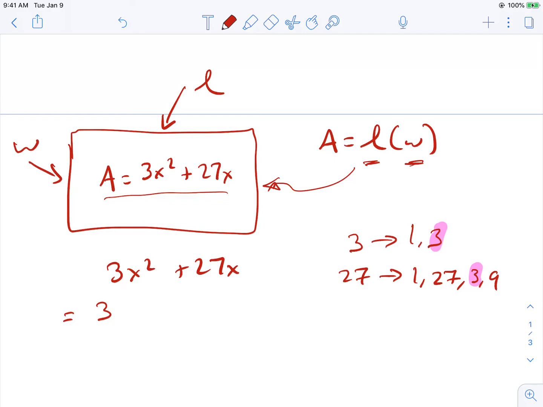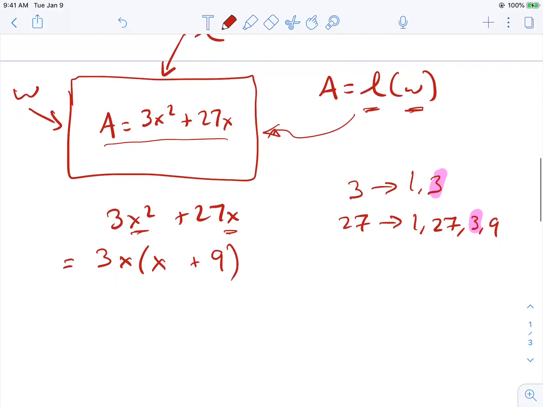So I've taken out a 3, and can I take out any variables? This thing has an x squared, this thing has an x. They both at least have an x, so I can take out an x there. So 3 divided by 3 is just going to give me 1, and x squared, I've taken out an x, so I'm just left with x over here. Plus 27 divided by 3 gives me 9, and x divided by x, well, can't really do anything with that. So these are my dimensions. This could be my length. This could be my width.